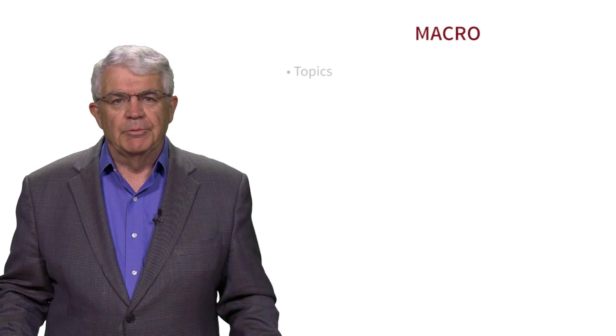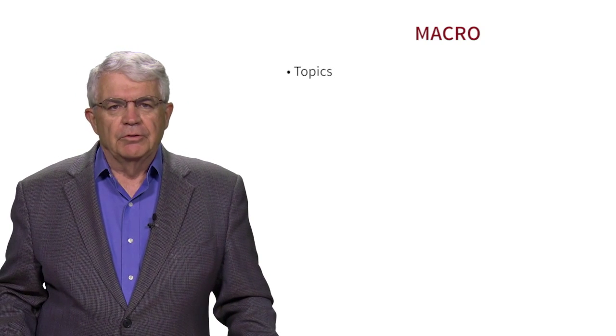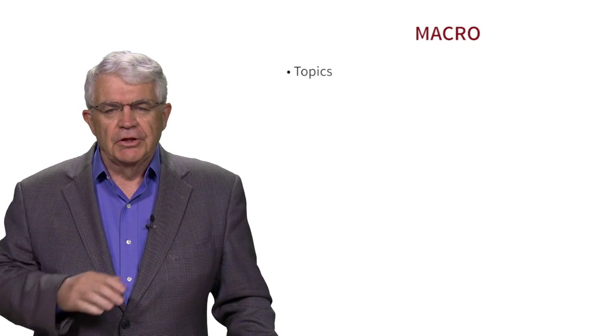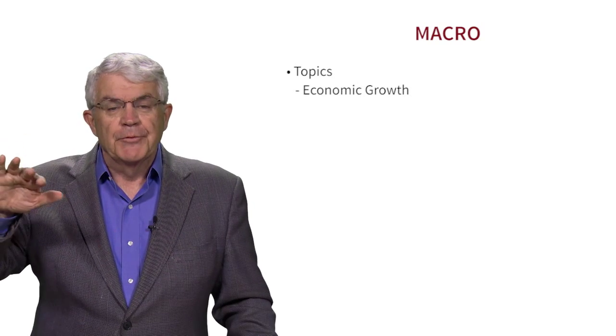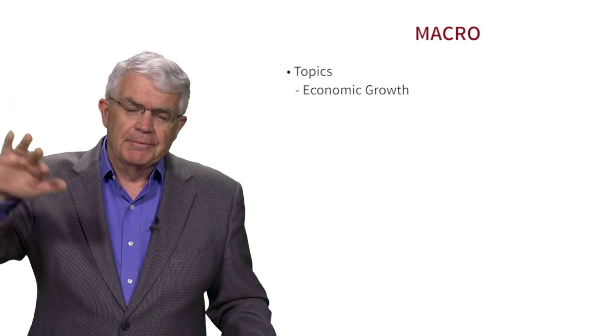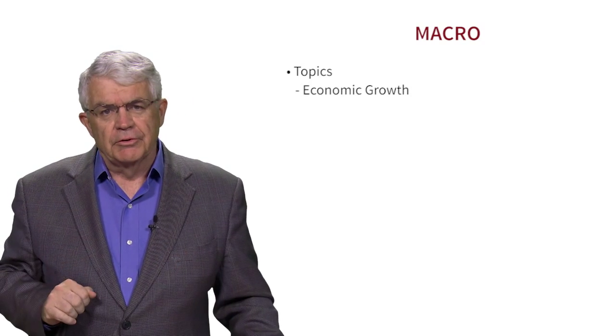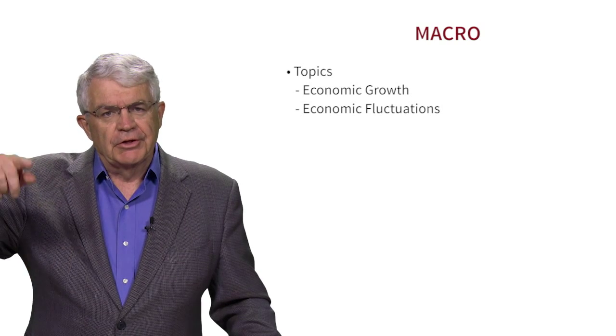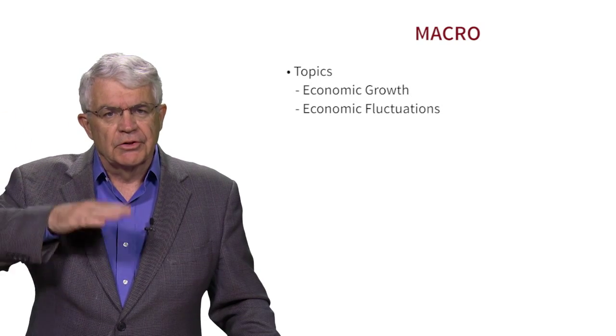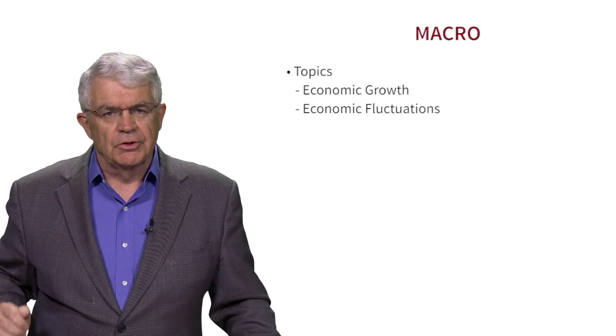The topics we're going to be considering in the macro part of those discussions are economic growth. That's the tendency for the economy to expand over long periods of time, or for some economies to go more rapidly than others, and some go more slowly than others. But we also want to consider the ups and downs in the economy, the recessions and the recoveries. So that's the fluctuations, it's sometimes called.